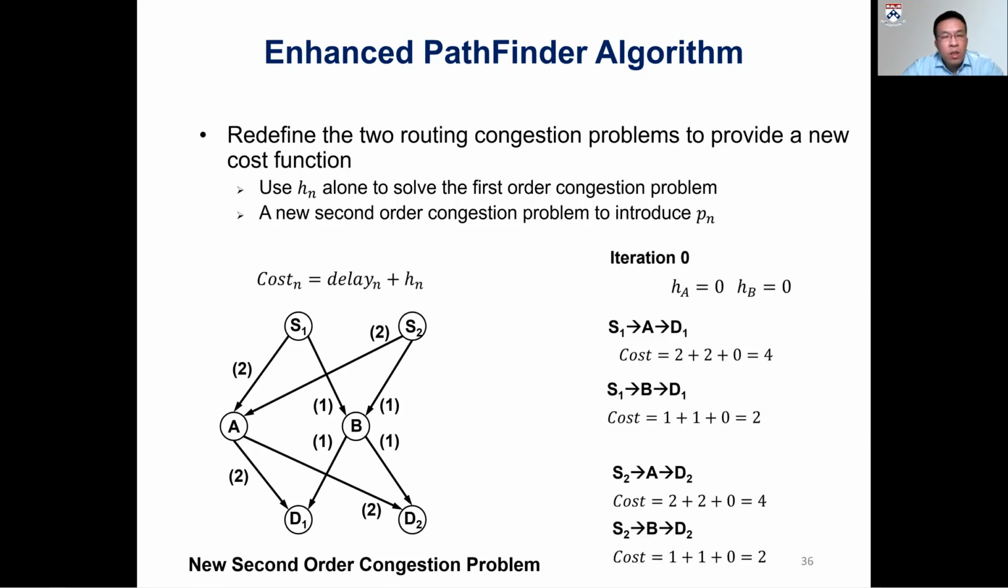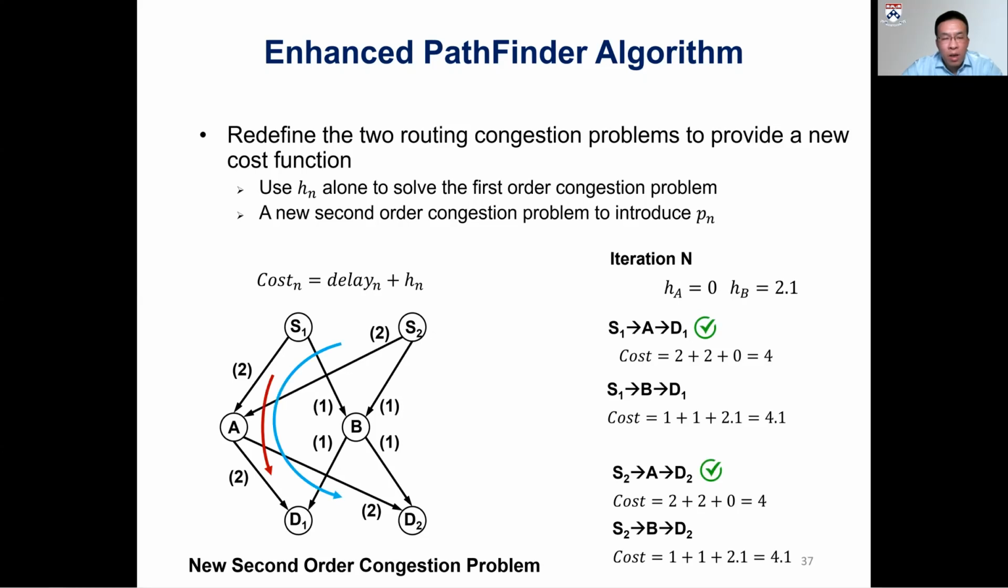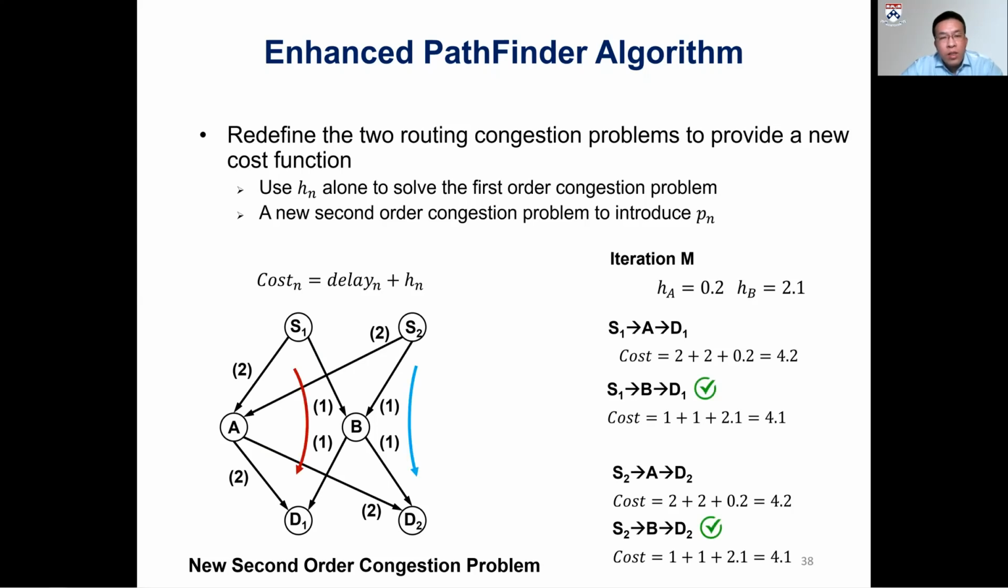We can see that in the first iteration, both interconnections will be routed through node B. This increases the HB at the end of this iteration. And when HB is large enough, both interconnections will be routed through node A, and this will increase the HA. And when HA is large enough, we can see that both interconnections are routed through node B again. So we can see that this iteration process does not converge if we only use the coefficient Hn.